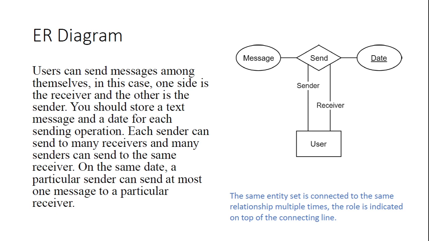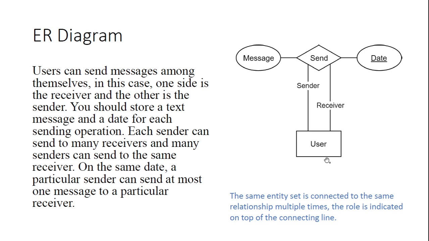In the description, it says users can send messages among themselves. In this case, one side is the receiver and the other side is the sender. You should store a text message and a date for each sending operation. Each sender can send to many receivers, and many senders can send to the same receiver. On the same date, a particular sender can send at most one message to a particular receiver. This is not a realistic scenario for sending messages, but to give an example, we included that.